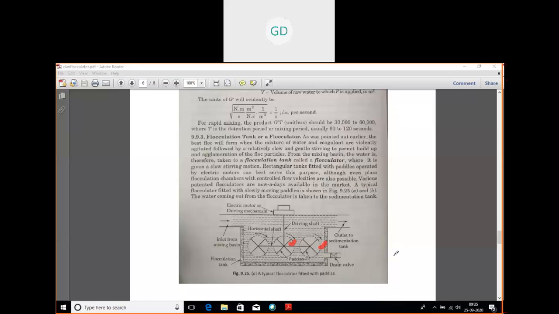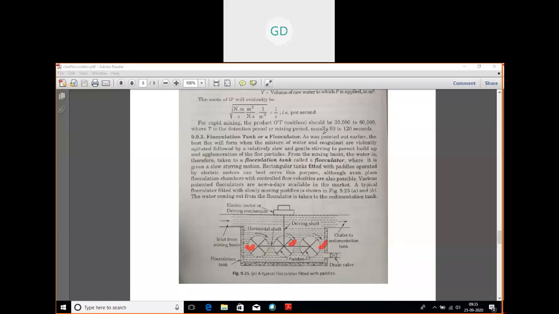Due to that agglomeration, the flock will attract the other fine particles and become a heavy one, and it will finally settle down. But the settling of the particles is done in the next unit, the sedimentation tank. The slow and gentle mixing is done by these three paddles.